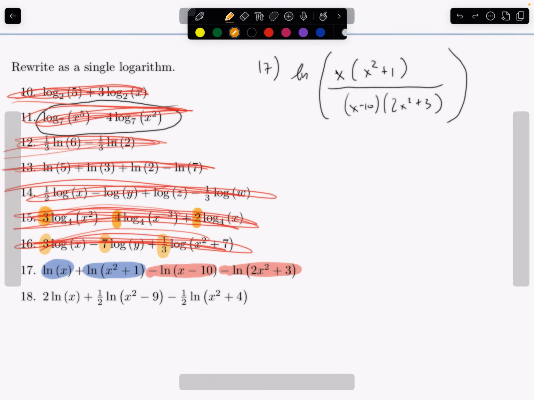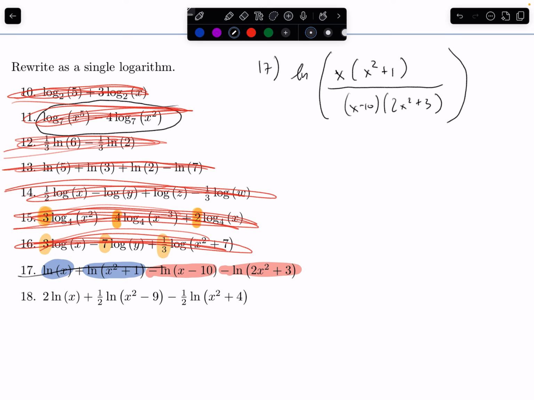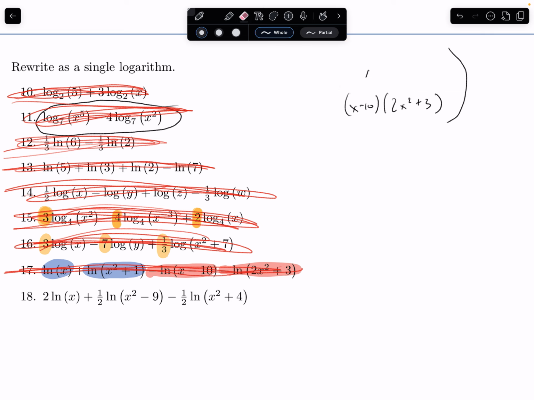So number 17 turned out to be even easier than number 16. And now I really feel like I should copy that thing in red because I did it in 16. But I'm getting lazier as I progress, so I'm not going to do it. Okay, number 18. Last one.